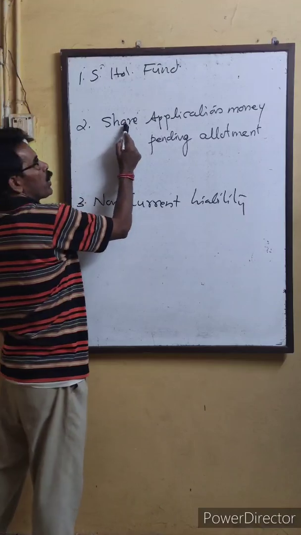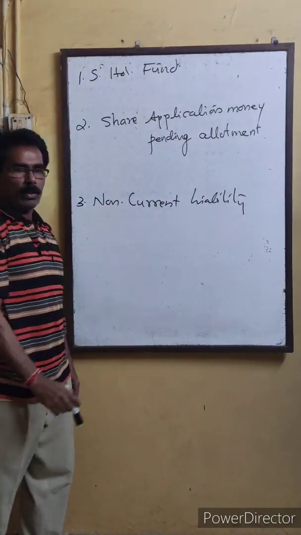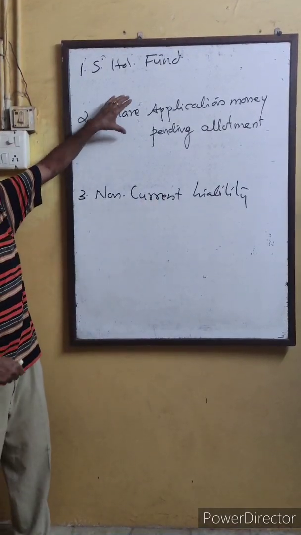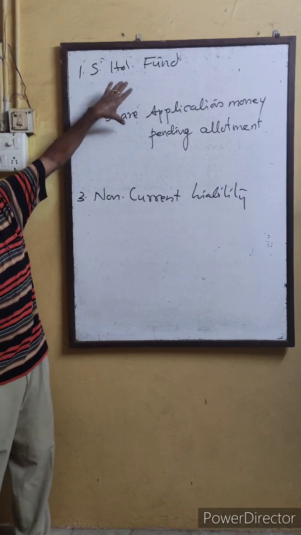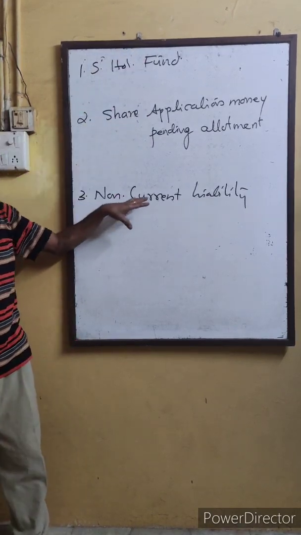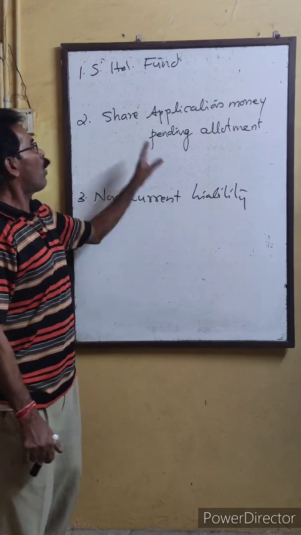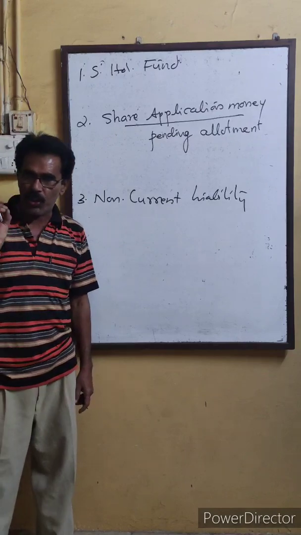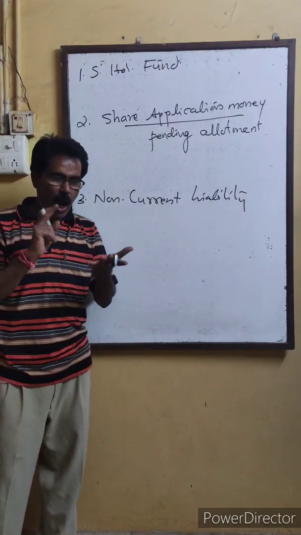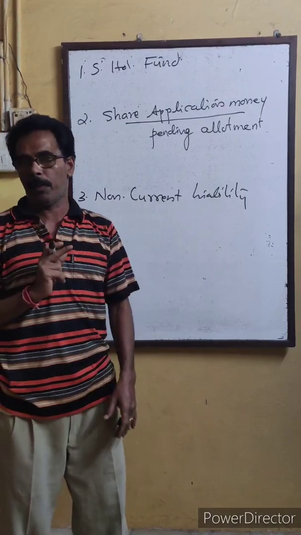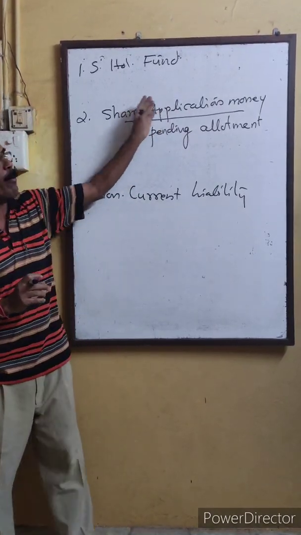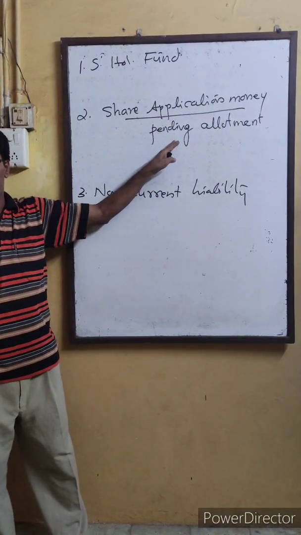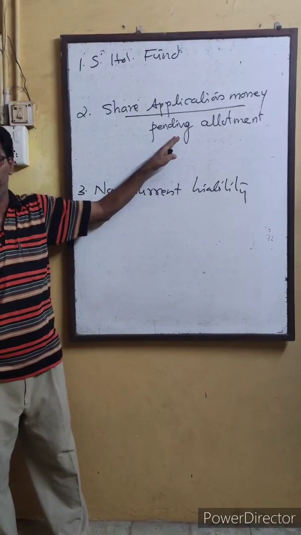Second main heading is share application money pending allotment. And the third one comes non-current liability. So this share application money pending allotment is a line between shareholders fund and non-current liability in the balance sheet of the company. What is this share application money? Do you remember? The face value of the share will be taken by the company as application money, allotment money, call money. So the company received application money from the public, but its allotment is pending. The shares were not given.